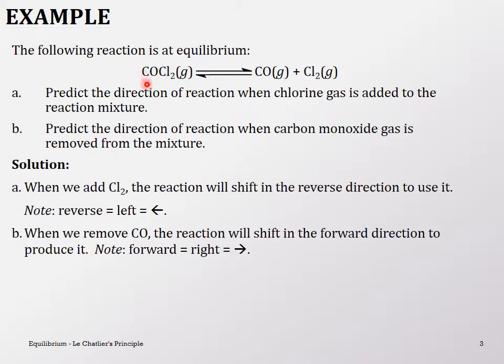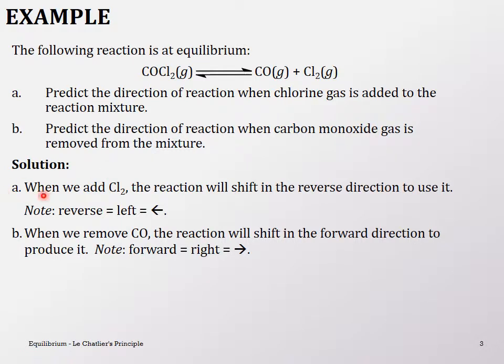Let's look at an example. So here is COCl2 to give us carbon monoxide and chlorine. The question is, predict the direction of the reaction when chlorine gas is added to the reaction mixture, and then predict the direction of the reaction when carbon monoxide is removed from the mixture. So let's look at both of these things.